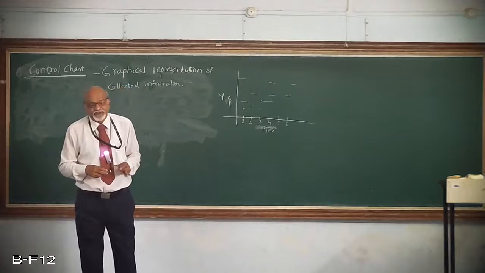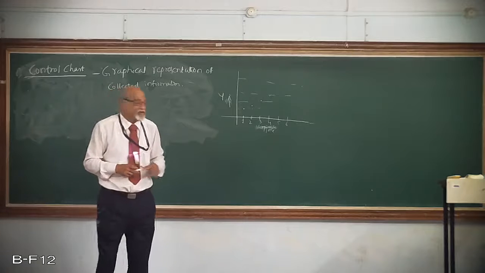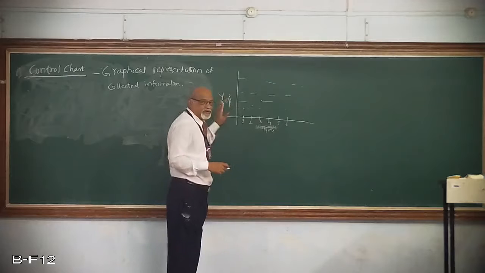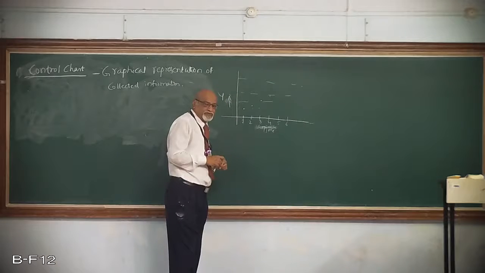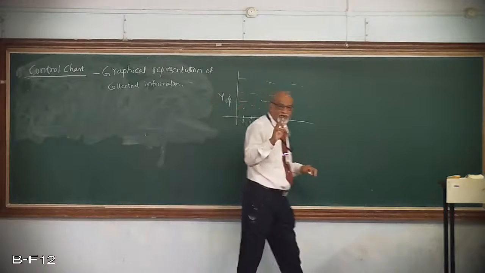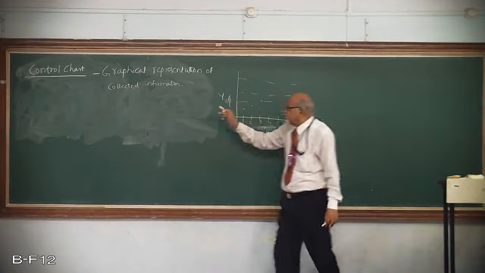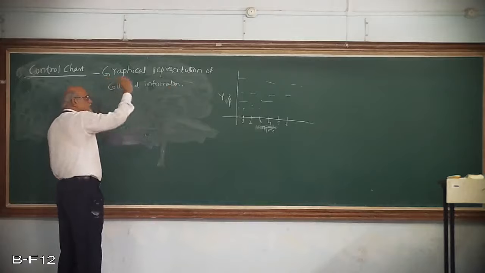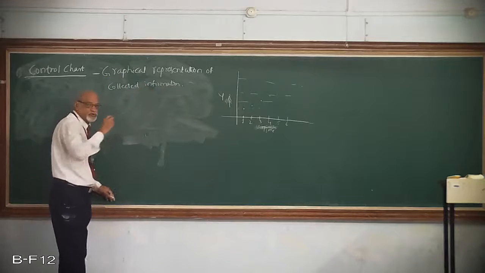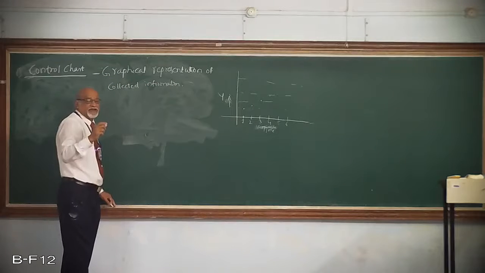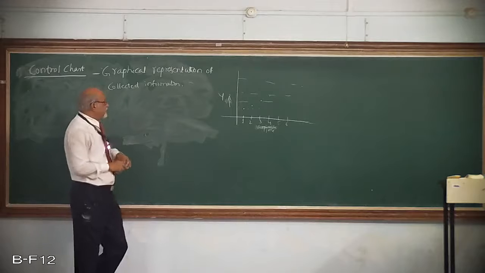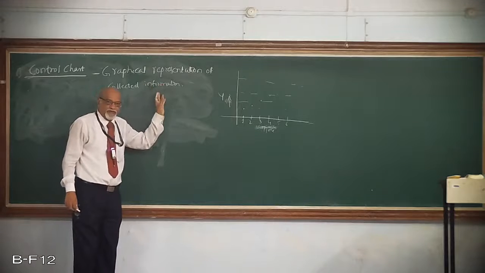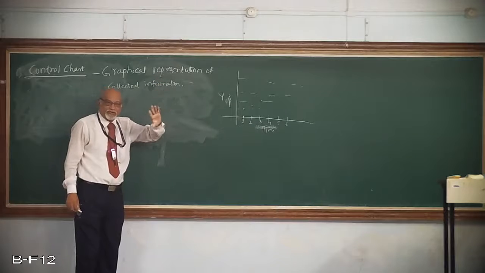Okay, these limits, how do we fix? And these values, whatever I am going to fix it here, for variables or attributes. Now we are talking about control chart for variables. That means it is nothing but the chronological graphical representation of the collected information. This collected information is with respect to the variable type of quality characteristic. If this collected information is concerned with attribute type of characteristics, then I am going to use control chart for attributes.